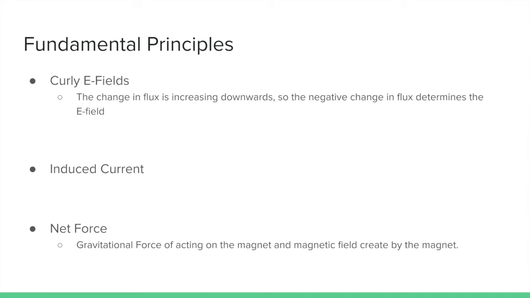In this case, the curly E field will be in the counterclockwise direction. From the curly E field, you can deduce that the induced current is going to counteract the acceleration or velocity of the falling bar magnet. And from this, the total net force is going to be the gravitational force of the falling bar magnet, as well as the magnetic force created by the magnet to counteract it falling.